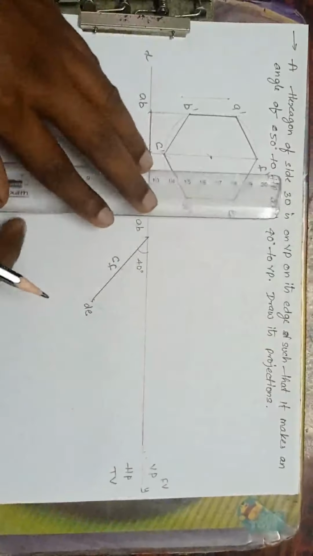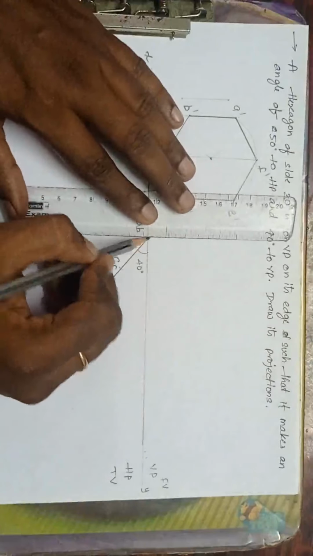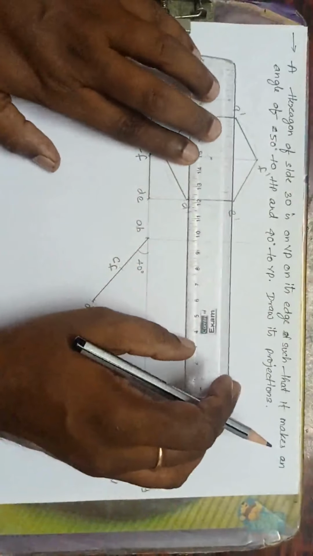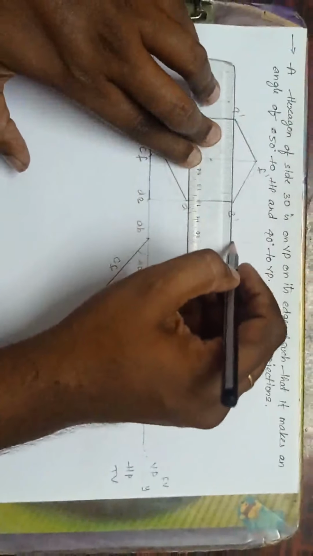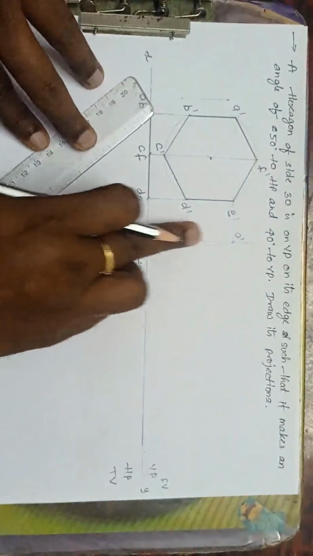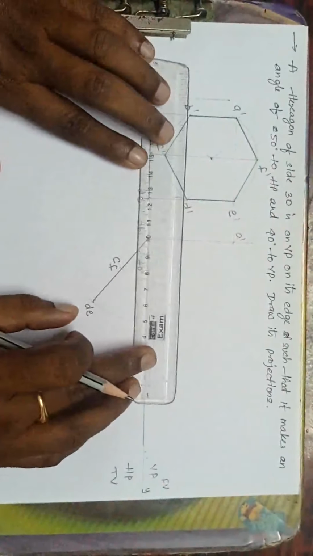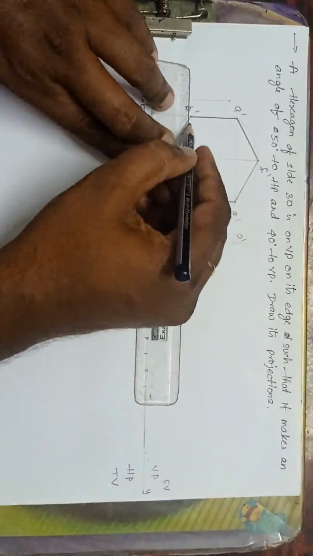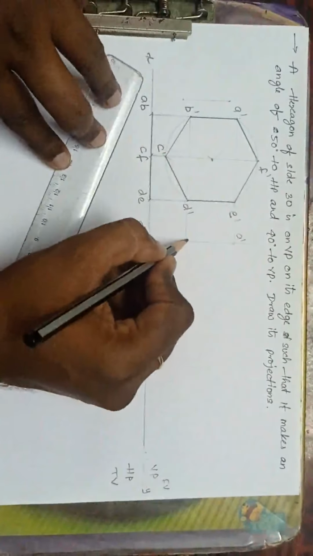Now what I will do? From A, drop the perpendicular line. From A dash, drop the horizontal line. I will get point A dash now. Done. From B, perpendicular line. From B dash, horizontal line. Lines should be very, very light. Now this is B dash.